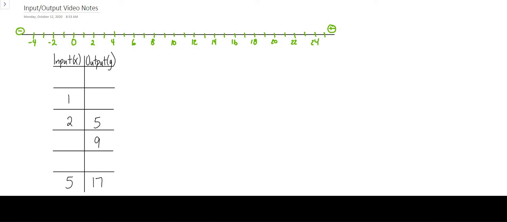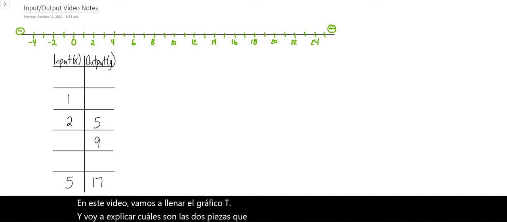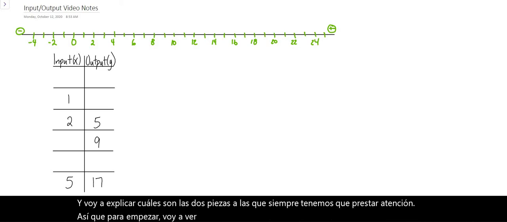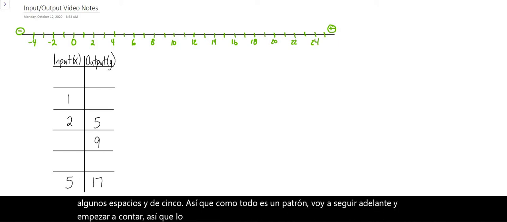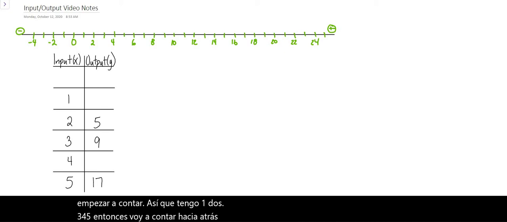In this video, we're going to be filling out the t-chart, and I'm going to explain what are the two pieces that we always have to pay attention to. So to start with, I'm going to look at the input values, and I notice that I have a 1, a 2, some spaces, and a 5. So since everything's a pattern, I'm going to go ahead and just start counting. So I have 1, 2, 3, 4, 5. Then I'm going to count backwards and say 5, 4, 3, 2, 1, which means this is 0.